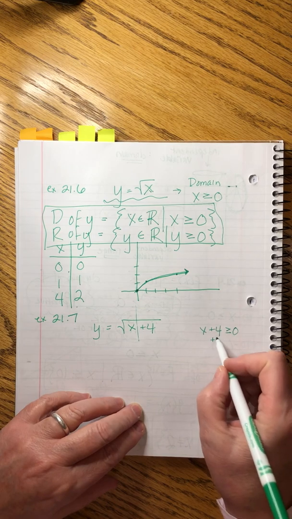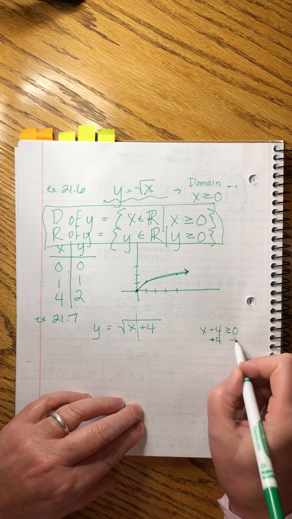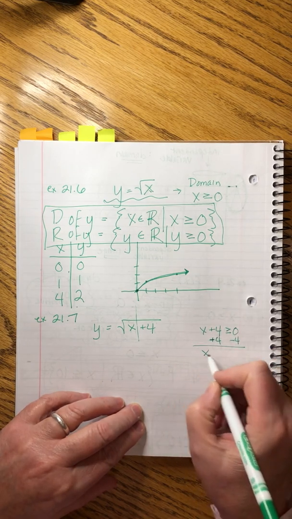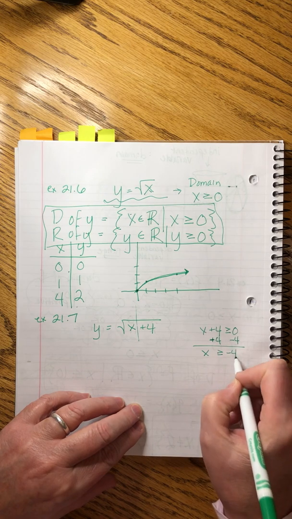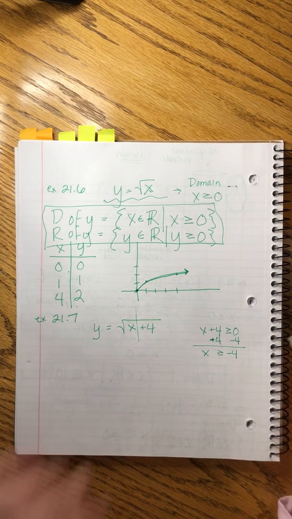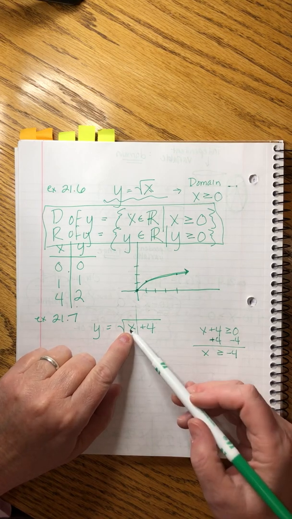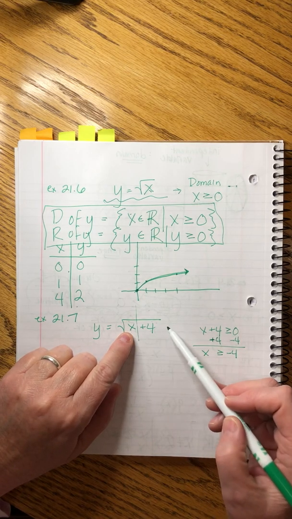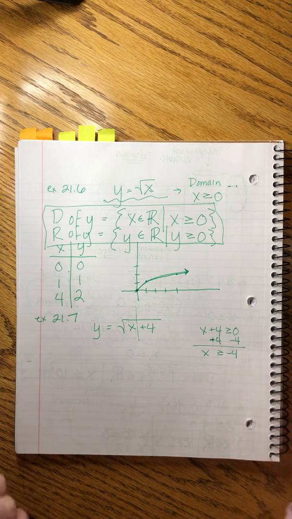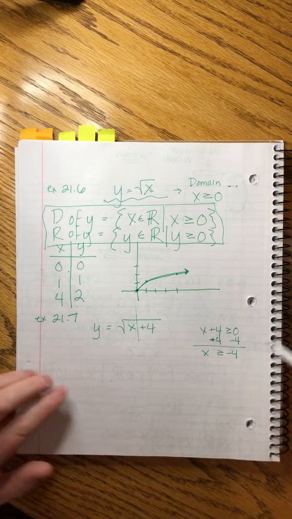So let's just solve this algebraically. We know that x has to be greater than or equal to minus 4. That makes sense, right? Because if this is minus 4, it gets to be 0, and that's fine. But if this is minus 5, then we end up with minus 1 in here. No good.